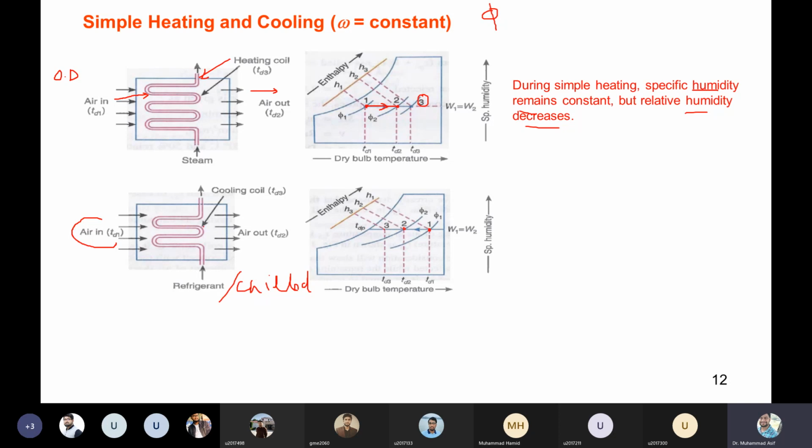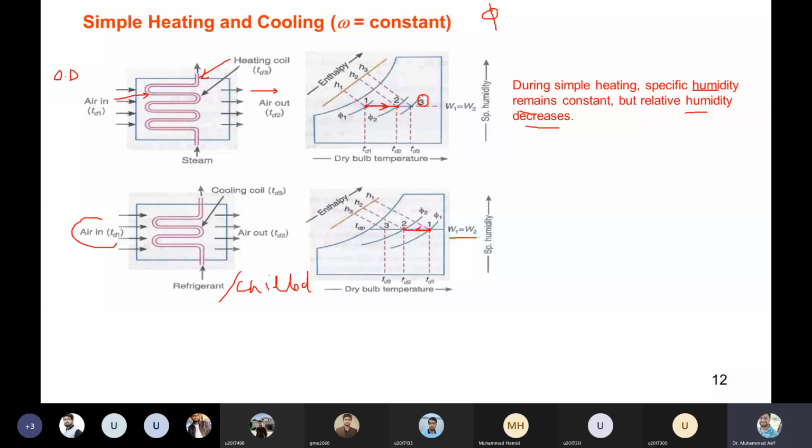And similarly, 3 is the surface temperature of the coil. That surface temperature is much lower, and the outdoor air temperature cannot reach the surface temperature of the coil. Similarly here, there is no change in the water content, so omega remains constant, but the relative humidity is increasing.